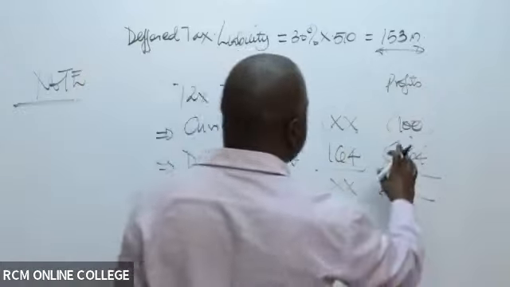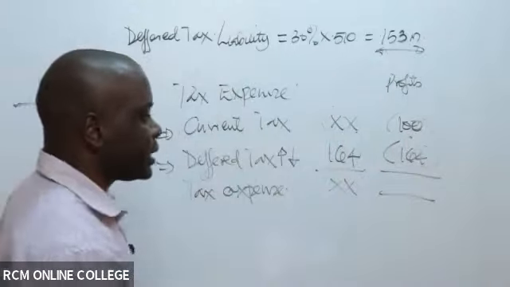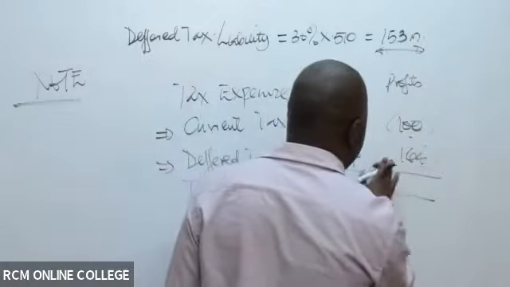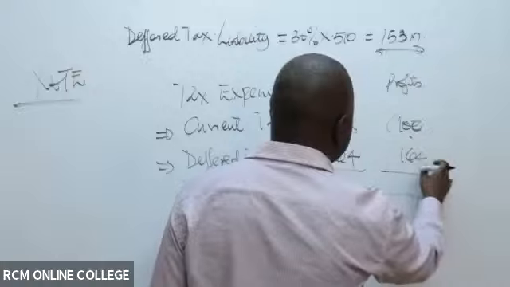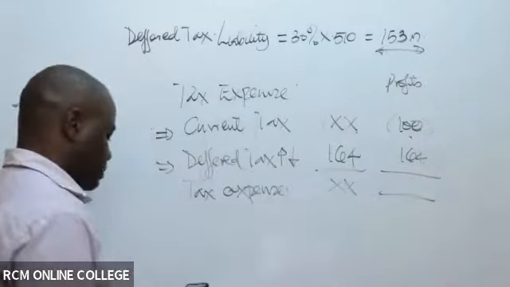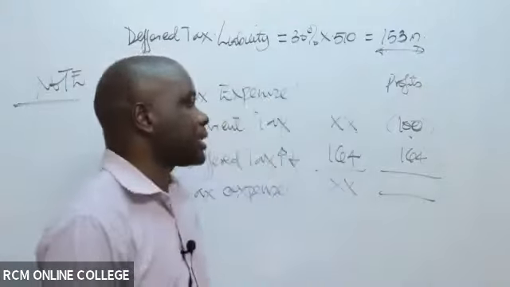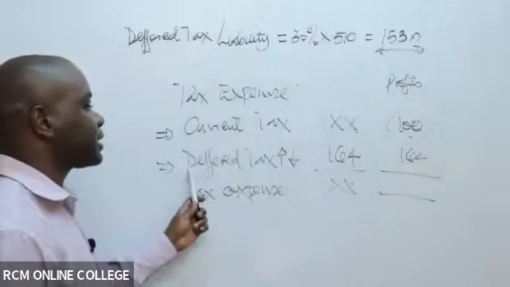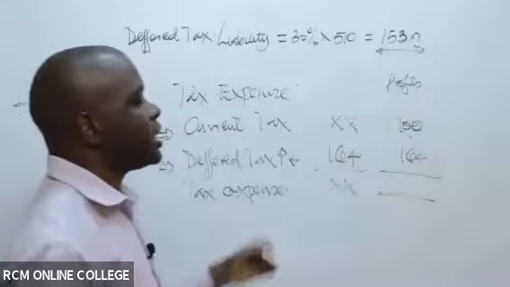So therefore, it would have ended up having to further reduce what? Your profits. But for our situation, it is a gain. So in this case, you won't lessen it, but you'll add it, so that you can get the correct figure in terms of what? The profit after tax. So that's where the deferred tax comes in, to affect what would have actually been your profits for the year.